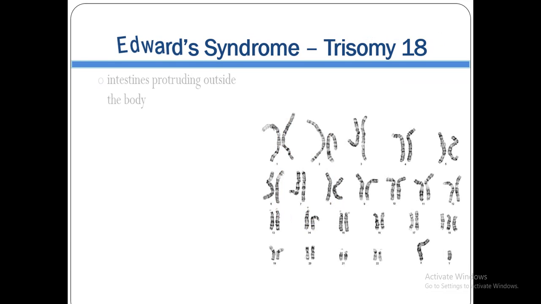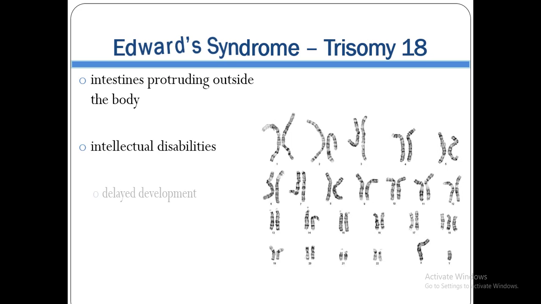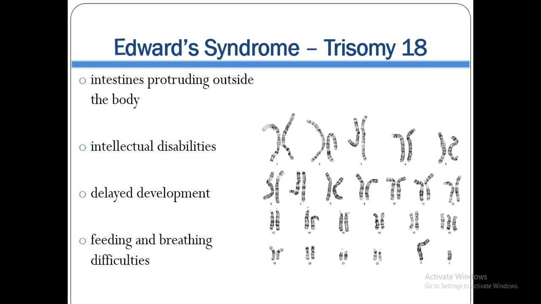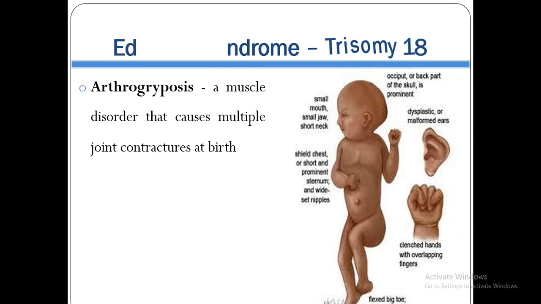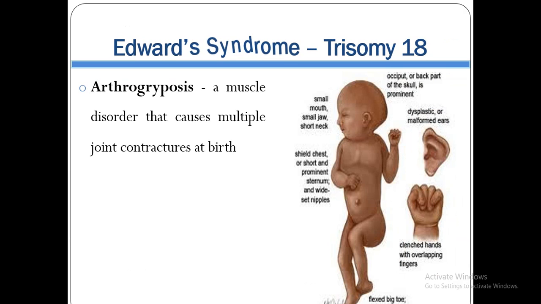Then we have Edwards syndrome, or trisomy 18. Right now, it is chromosome 18 that contains an extra chromosome. For the characteristics, they have intestines protruding outside the body. They have intellectual disabilities and delayed development, and feeding and breathing difficulties. Aside from that, they have arthrogryposis in Edwards syndrome.